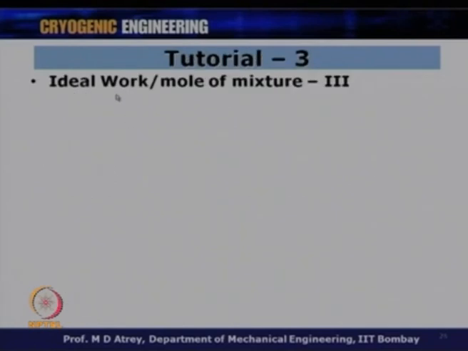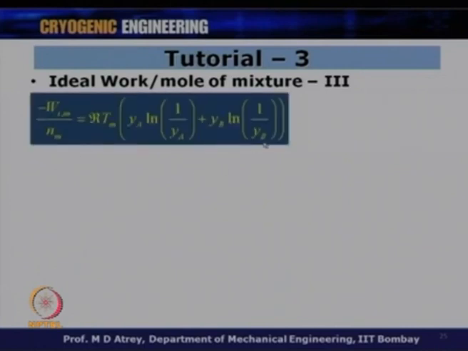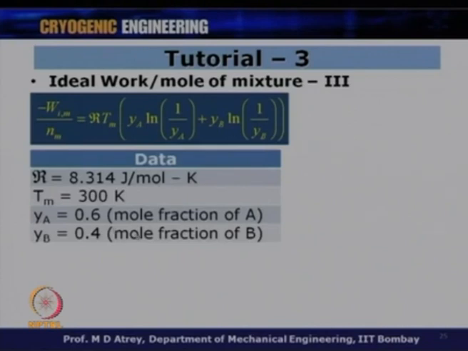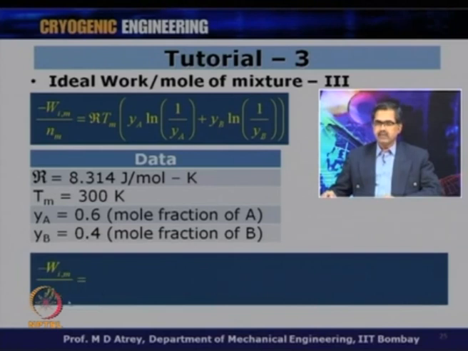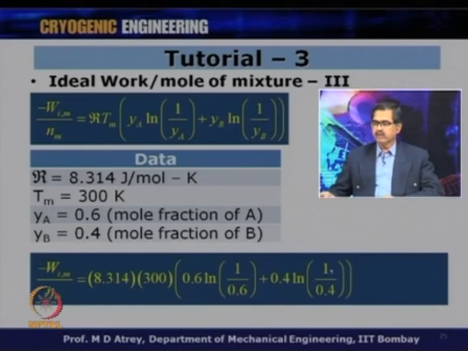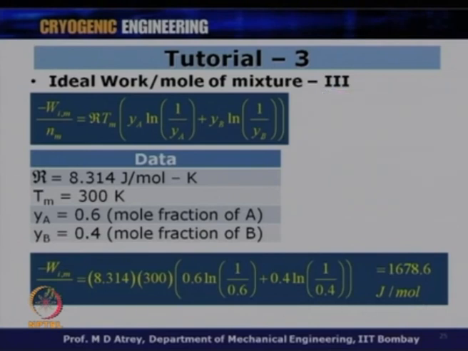So, let us first calculate ideal work requirement per mole of mixture for case 3. So, this is our formula, which is very well known now. The data is given, and for case 3, Ya is 0.6, that is 60% of A and 40% of B, 0.6 and 0.4. So, calculate Wim by Nm, put this 0.6 times log of 1 by 0.6, plus 0.4 times log of 1 by 0.4. The answer is 1678.6 joule per mole of mixture. So, work of separation is this quantity for 60-40 cases.